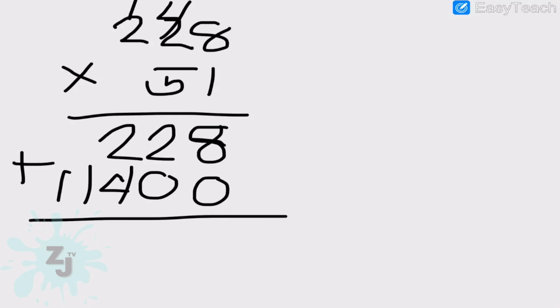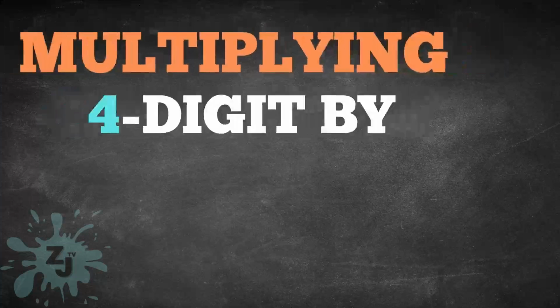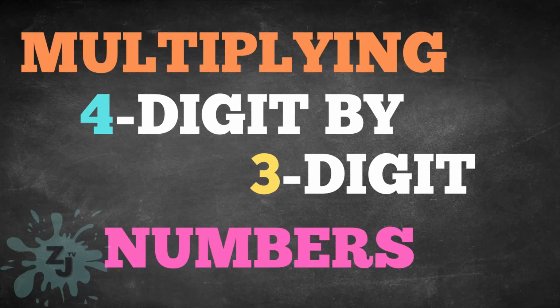Then we add the digits that we get. 8 plus 0 is 8. 2 plus 0 is 2. 2 plus 4 is 6. We bring down this 11. Therefore, the final answer would be 11,628. Okay, so let's try 4 digit by 3 digit. This equals to 1.